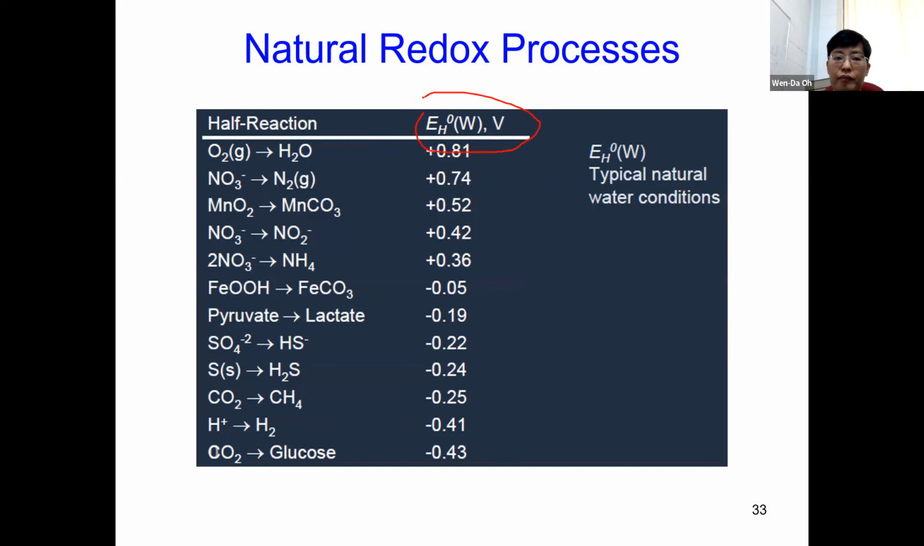So for instance, oxygen can be converted to H2O, and the redox potential E is positive 0.81, whereas CO2 to become glucose is negative 0.43. So positive is usually favorable, whereas negative is less favorable. You need external energy to cause this to happen. For example, for CO2 to glucose, you need energy to cause CO2 to become glucose.